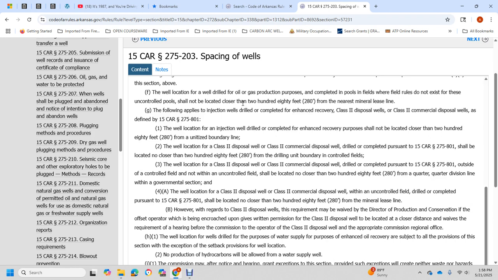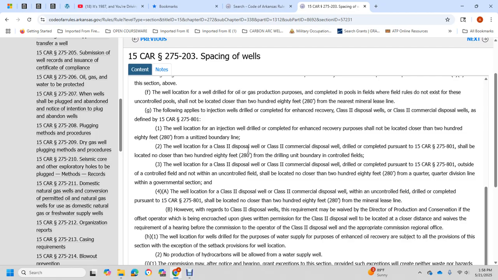Well location of the injection well drilled or completed for enhanced recovery purposes shall not be located closer than 280 feet to the unitized boundary line. The well location of a Class 2 disposal well or Class 2 commercial disposal well drilled or completed pursuant to Title 15 Code of Arkansas Rule 275-801 should be located no closer than 280 feet to the drilling unit boundary within the controlled field.